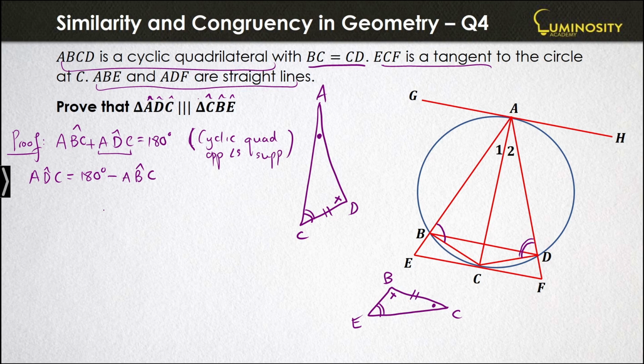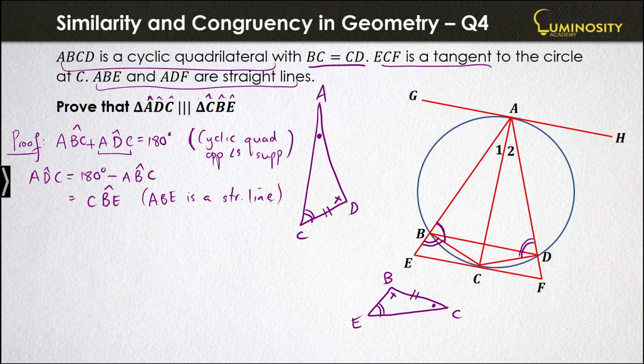But if you look at 180 degrees minus ABC, what is that actually saying? Well, if I look at this line ABE, it's a straight line. So this is angle ABE here. So 180 degrees minus that angle is this angle here, because ABE is a straight line. So this is equal to angle CBE. And that is because ABE is a straight line that was given to us.